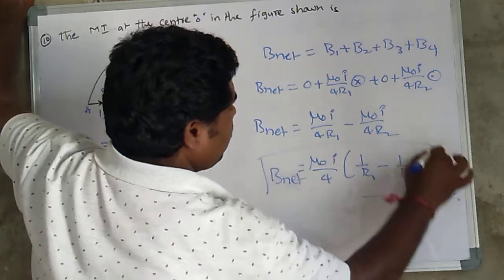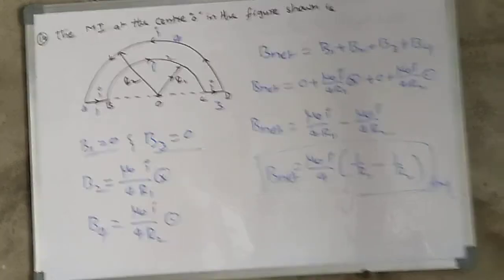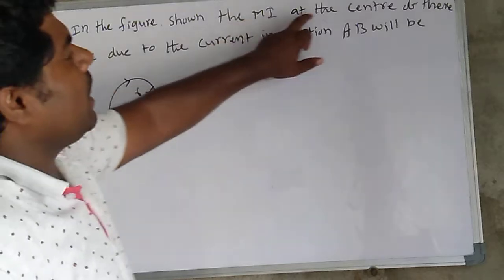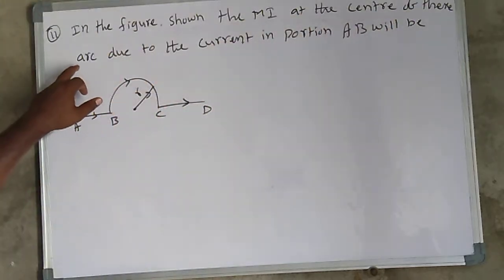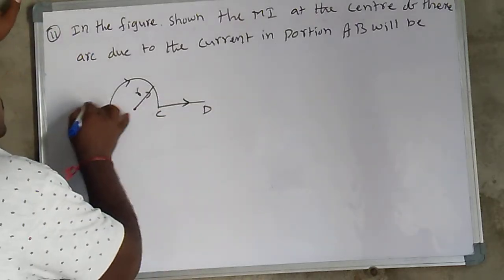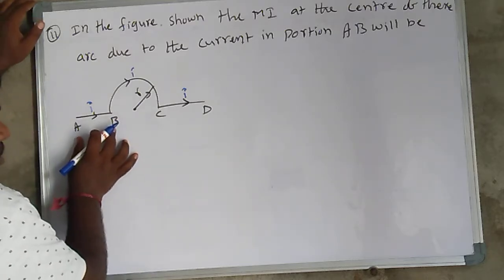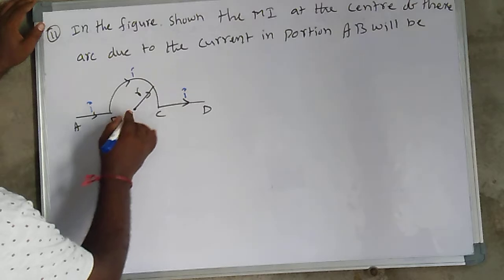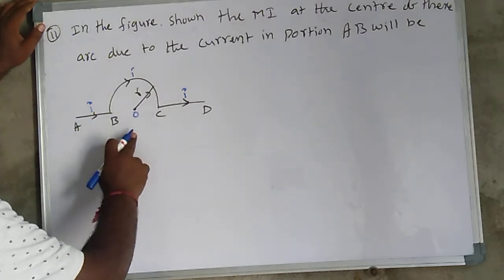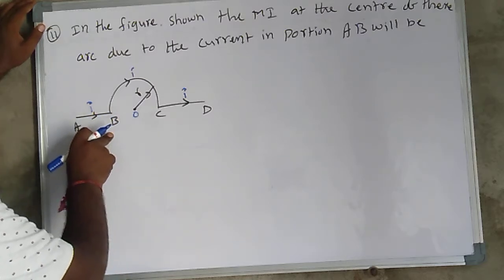Whenever they ask this type of question, you may do it like this. Another important model: in the figure, show the magnetic induction at the center of the arc due to the current in portion AB. Here the current is I. This part only they will ask. In AB, this is the O, so due to the center O only they are asking about this portion. What is the magnetic induction due to this portion?